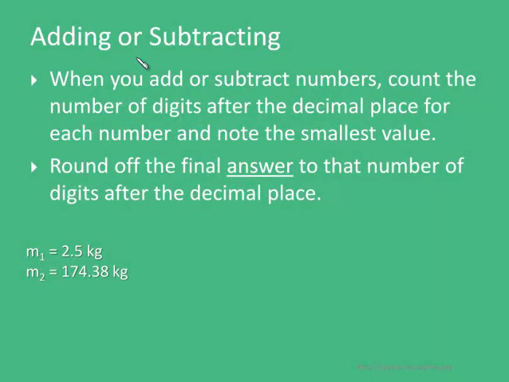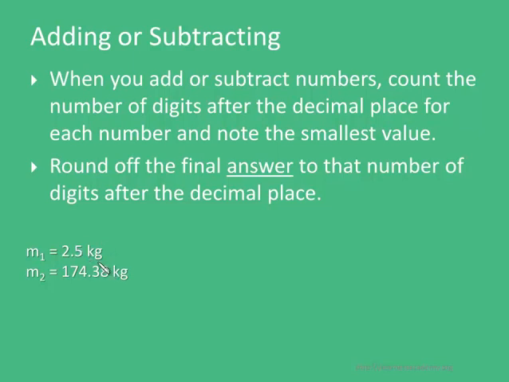Let's look at adding or subtracting now. Suppose we have two masses, 2.5 kilograms and 174.38 kilograms, and we need to add these up. Note that the mass M1 can be anywhere between, let's say, 2.4 and 2.6, and this mass can be anywhere between 174.37 and 174.39. That is, as usual, the last digit to the right is unreliable, right? This 5 is uncertain, this 8 is uncertain.